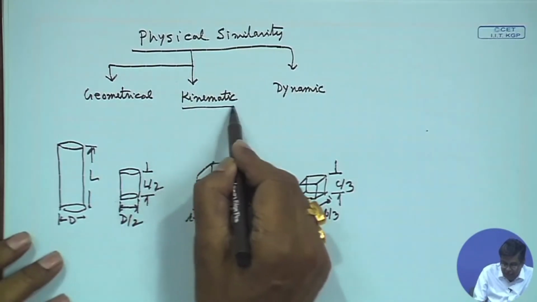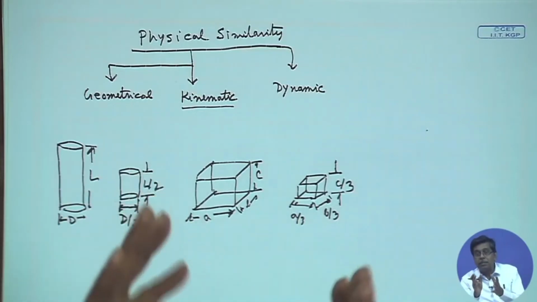Now, what is kinematic similarity? Kinematic similarity is the similarity of motions, which requires that the ratio of the velocities, of a particular velocity component, of the two systems, the one in the laboratory and the one in practice, should be the same at corresponding points.